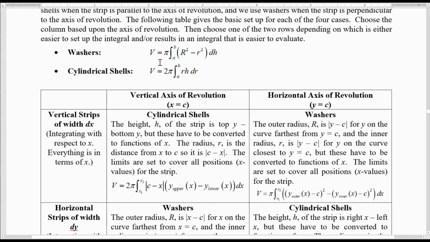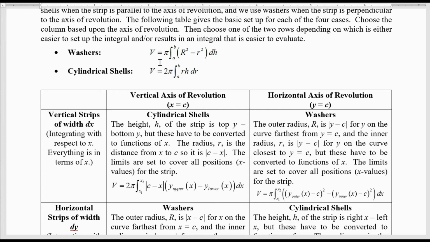If we end up with washers, the basic formula is the volume is pi times the integral of r1 squared minus r2 squared, times dh. dh is the height, the infinitesimal change in height. Now dh will either be dx or dy depending on which way we slice it. For the cylindrical shells method, we use the formula V equals 2 pi times the integral of r h dr, and dr is the infinitesimal change in the radius, which again is going to be dx or dy depending on which way we slice it.